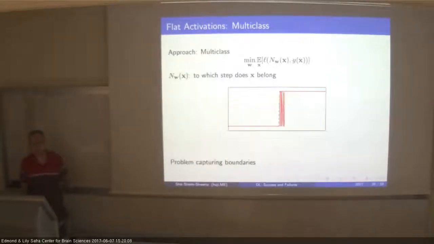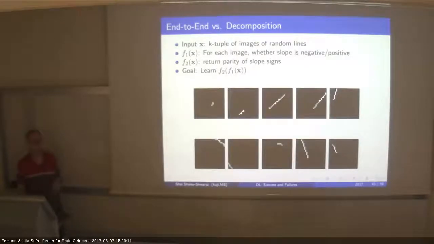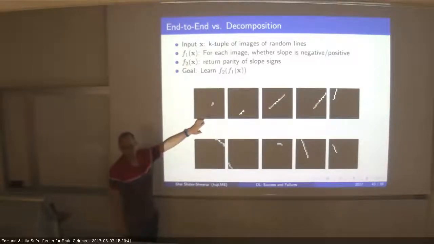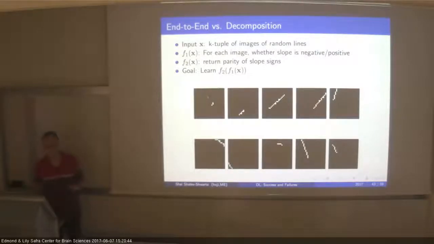I have another example, but I don't have time, so let me skip it and move to a more interesting example. Here, the problem is the composition of functions, right? This is where depth should be beneficial. So let's take a very simple problem. I have examples of images. These images have a single line, and it has a slope, either positive or negative. The first function, F1, is to take an image and say if the slope is positive or negative. Now F2: you take a k-tuple of images, you take their slopes, and then you take the parity of this. Now I know that parity is not an interesting function, but I will come back to it later.